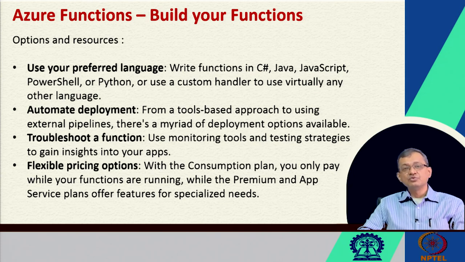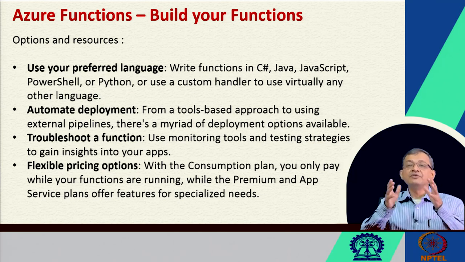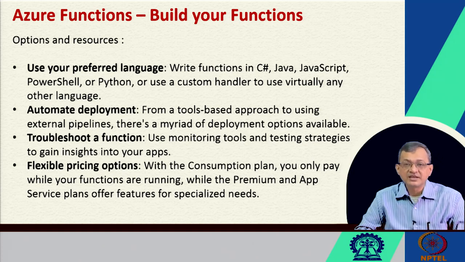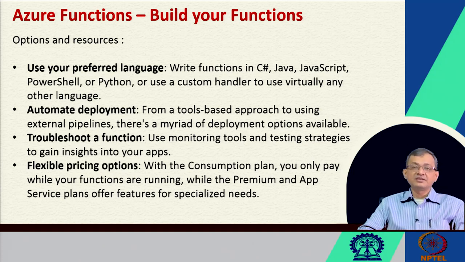Troubleshoot a function: use monitoring tools and testing strategies to gain insights into your own app. Flexible pricing options: with the consumption plan, you only pay while your functions are running, while premium and app service plans offer features for specialized needs. So, that means you pay when it is running. Same thing, if you remember, we discussed when we covered Google and Amazon. You pay only for the execution of AWS Lambda when it is running. Otherwise, you are not charged.